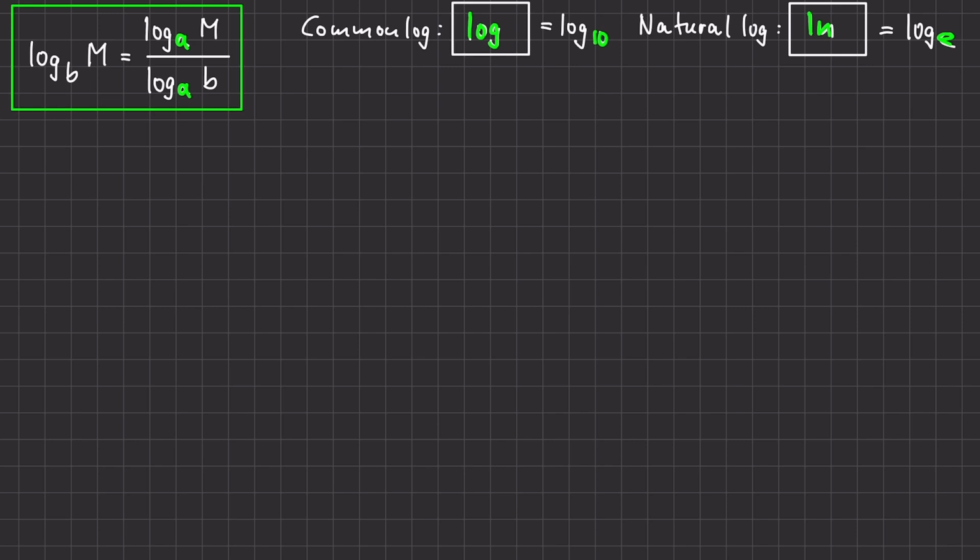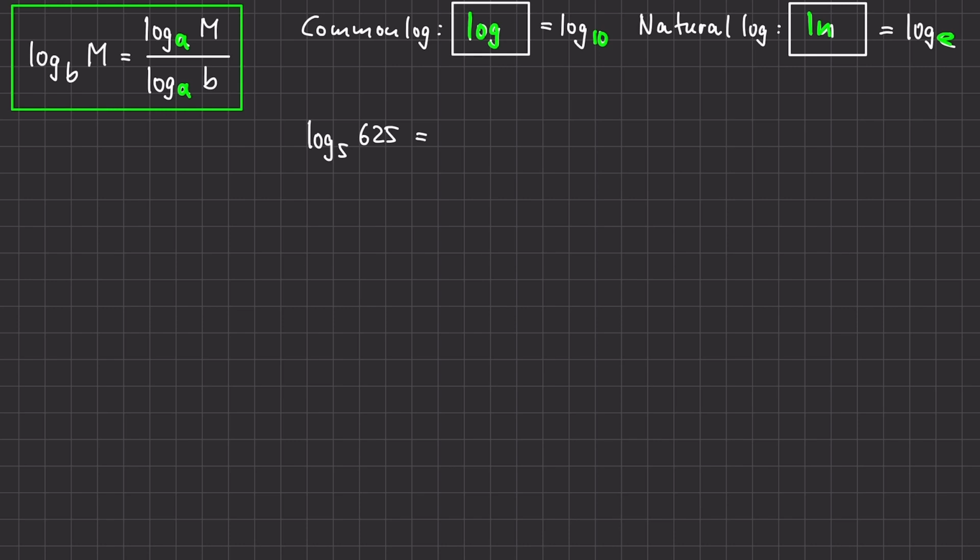The only thing we have to make sure is that the new base is a positive number and not equal to 1. It makes sense to write a logarithm in terms of quantities that can be evaluated with a calculator. Because calculators contain keys for common and natural logarithms, we will frequently use base 10 or base e. Let me show you that by changing the base to the common logarithm and changing the base to the natural logarithm.